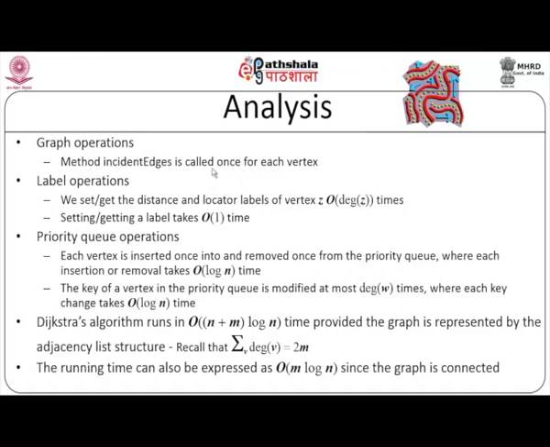Remember, degree of v is the number of times that particular node is associated with a weight, where each key change takes O(log n) time. So, Dijkstra's algorithm runs in order of (n plus m) log n time, provided the graph is represented by the adjacency list structure, where we recall that the summation of the degree of v is 2m. The running time can also be expressed as m log m, since the graph is connected.